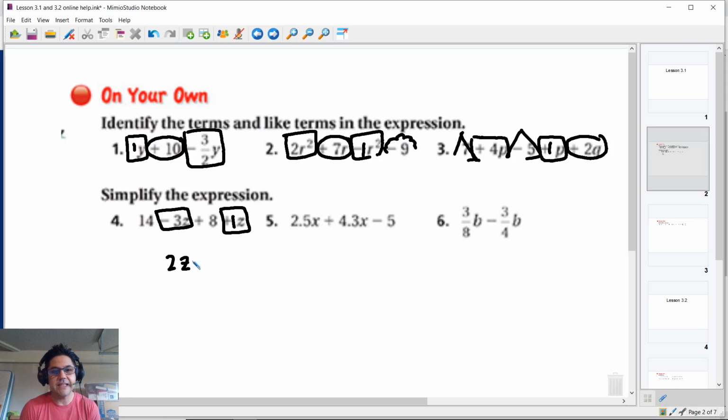And let me make my z look a little bit different. And then I need the negative sign on the 2. 14 and positive 8, those are like terms, just gives me a plus 22.